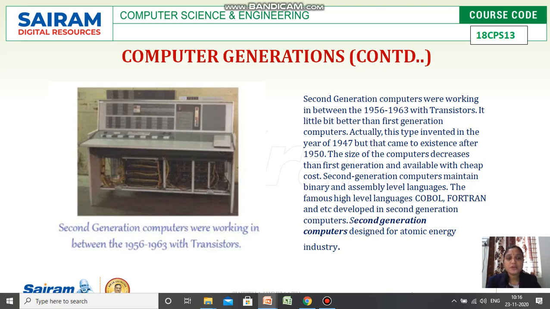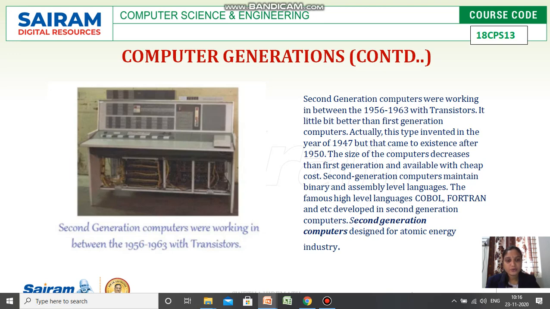The second generation computers worked with binary digits, that is, the data given by the user has to be converted into binary, zeros and ones. Assembly level languages were also used by these computers in order to understand what data has been given by the user. The common data was converted into binary as well as assembly level language, and fed to the computer in order to give us the required output. The famous high level languages during this second generation were COBOL and Fortran, and they were developed in the second generation computers.